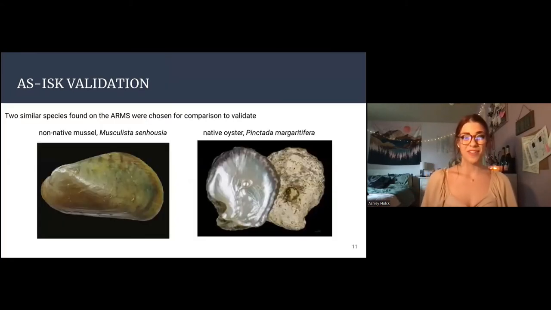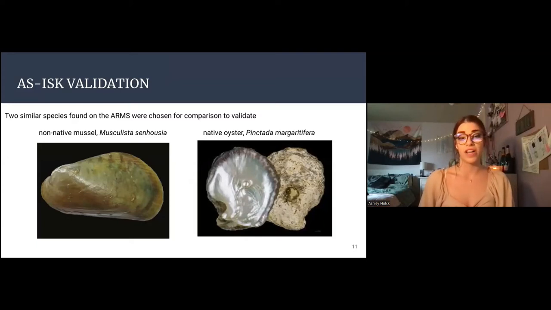Now that we know a little bit about the tool and how I used it, we're going to talk about how I validated it. So this is bringing together the data from the ARMS project and my interest in validating the tool. I kind of married them. And so I found two similar species on the ARMS device and chose to compare them for validation.